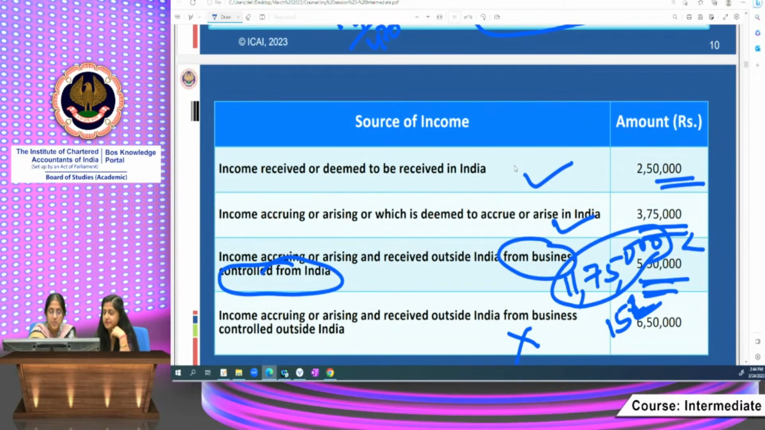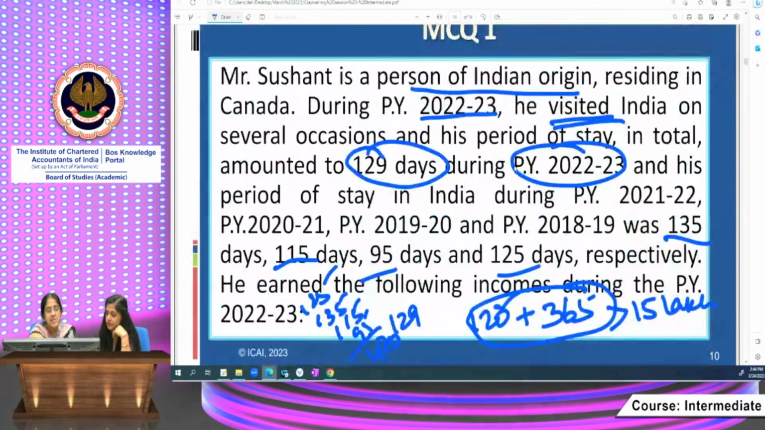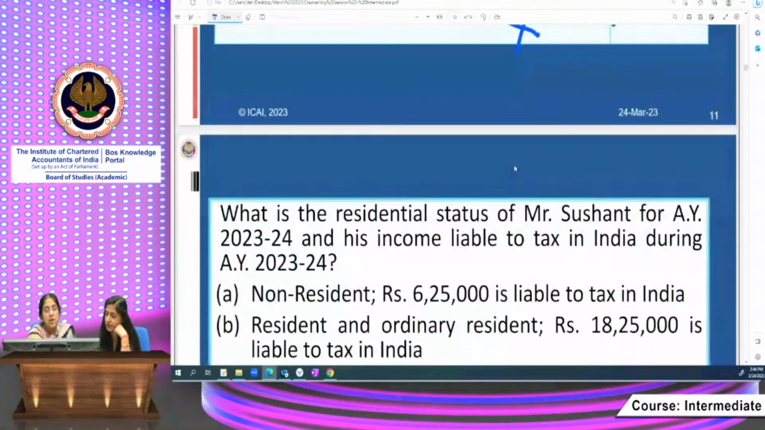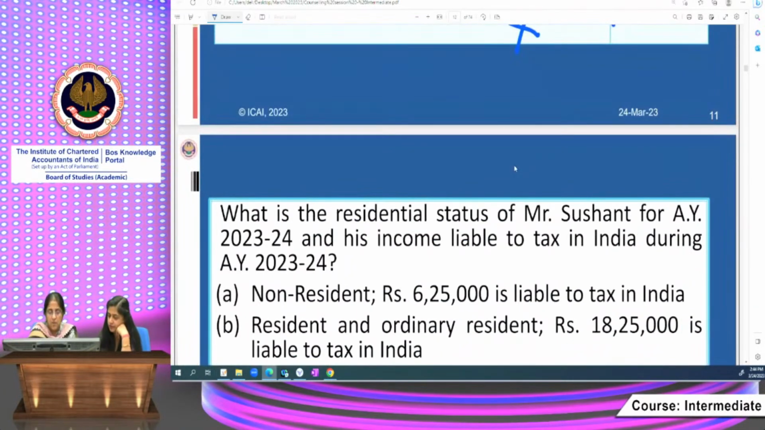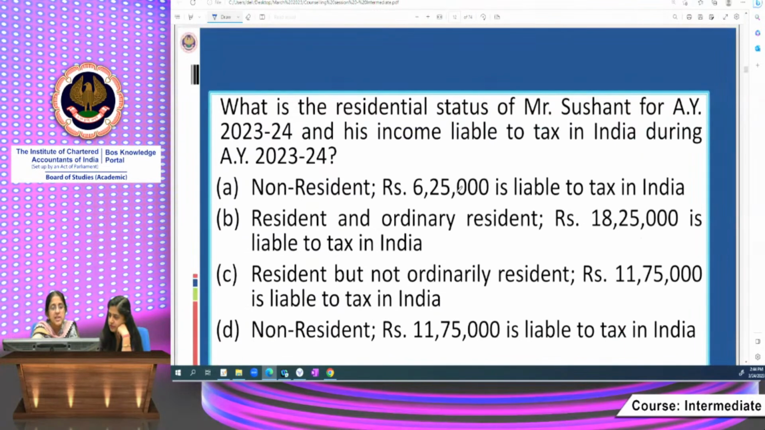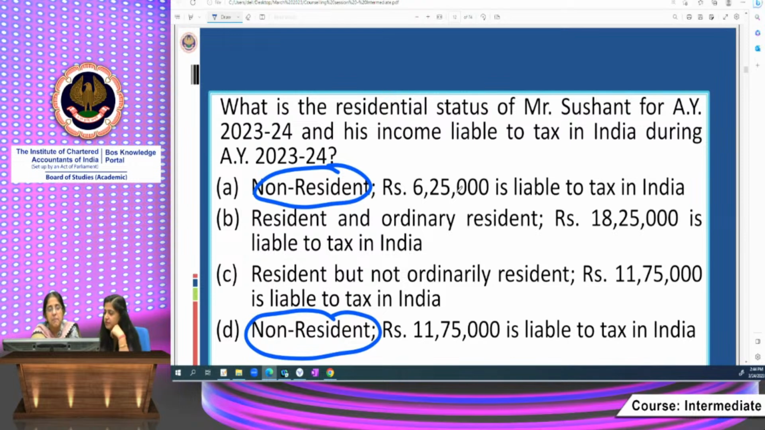Now what is my question? The question asks me what is the residential status? Residential status, we know he is a non-resident. Okay? How many options are there with non-resident? There are 2 options with non-resident. Then we have to see the second part of the question: is income liable to tax in India during the assessment year 23-24? Is it 6,25,000 or is it 11 lakh? We just now determined 11,75,000.